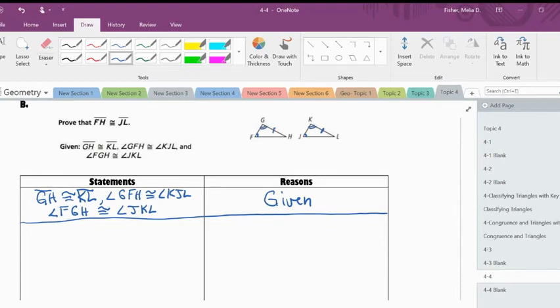I'm going to ask myself if I have enough information to prove that the triangles are congruent. Seeing that I have angle, angle, side, I do know that my triangles are congruent. So I'm going to say that triangle FGH is congruent to triangle JKL, and I'm going to use the angle-angle-side congruency theorem.